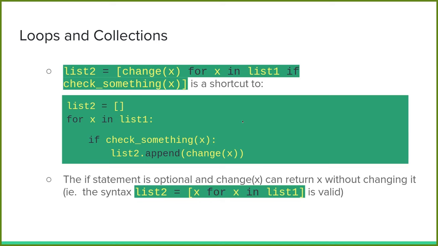Yeah. Okay. So the syntax change x for x in list1, if check something x, is a shortcut to this four line code snippet that basically declares and initializes a variable called list2 with an empty list, and then uses a for loop to iterate through every item in list1, and then it checks whether something about x is true, and if it is true, then that item in list1 is appended into list2. The if statement is optional, and change x can return the parameter x itself without actually changing it, i.e. the syntax list2 equals x for x in list1 is completely valid.